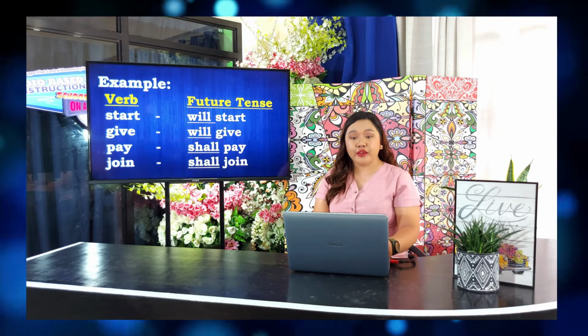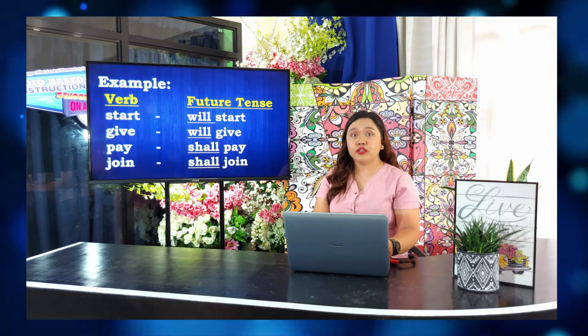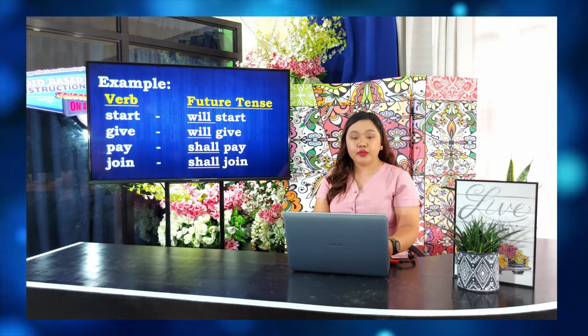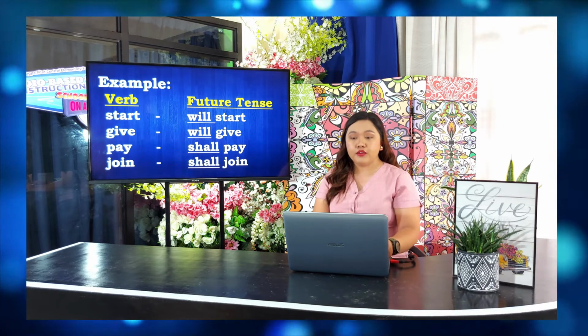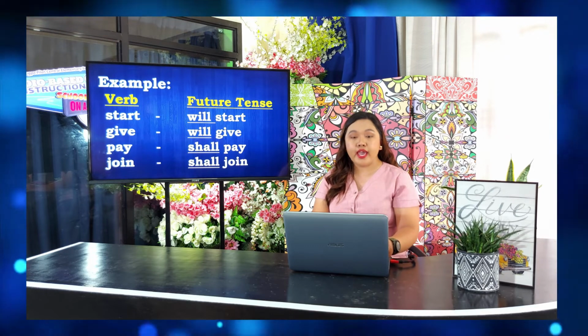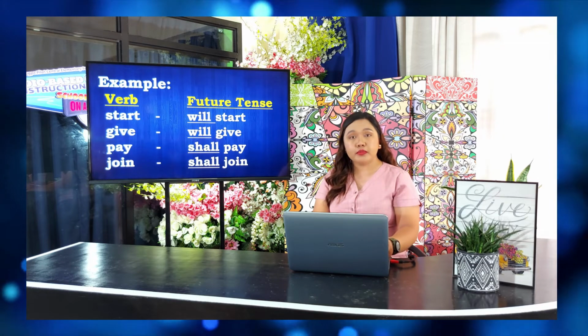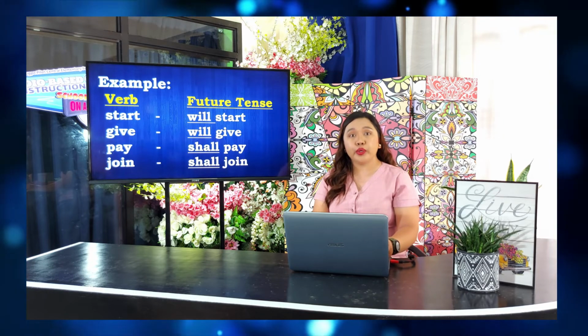Another, we have the verb give. The future tense might be will give or shall give. Another verb is pay. The future tense is will or shall pay. Another verb is join. The future tense might be shall join or will join.